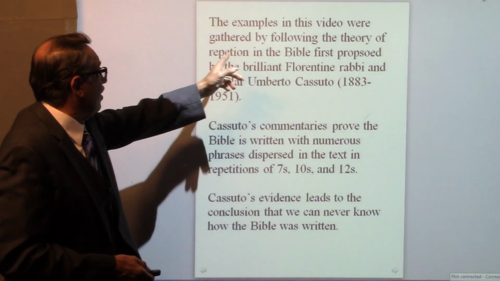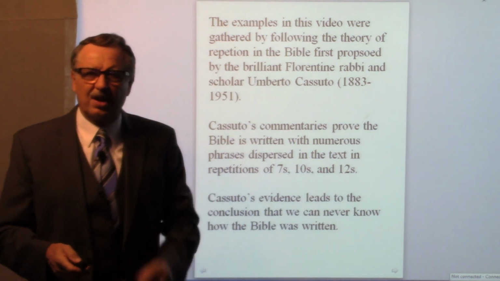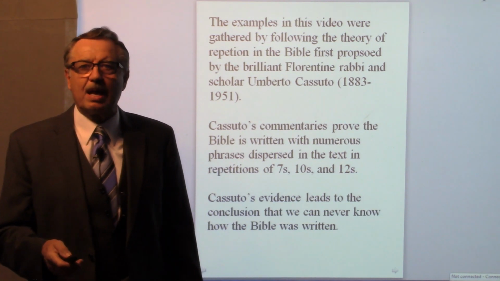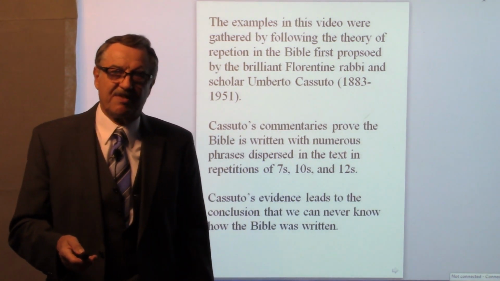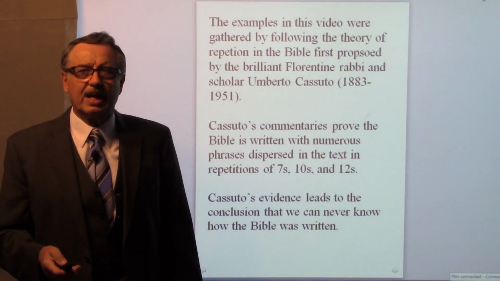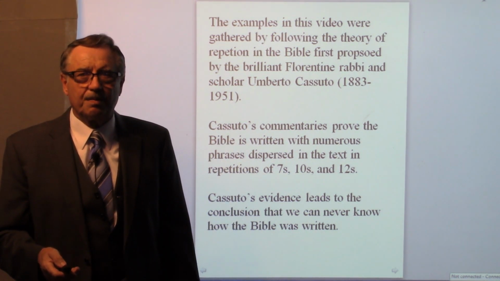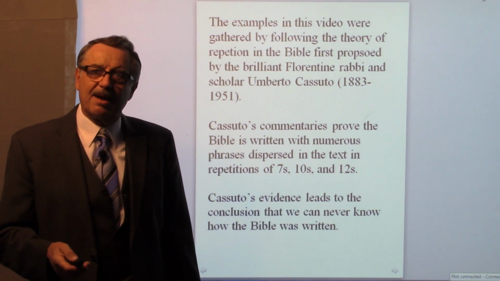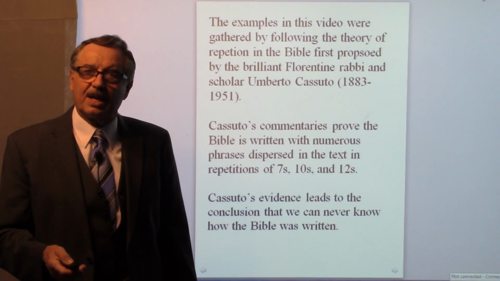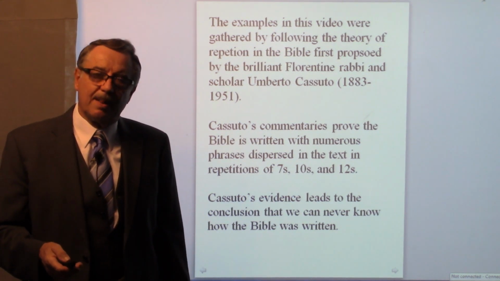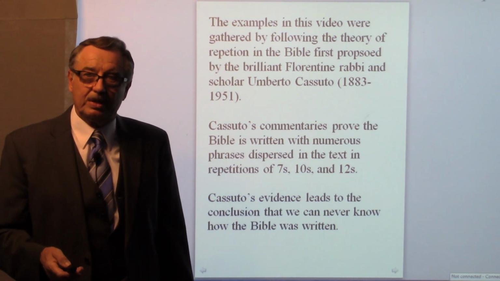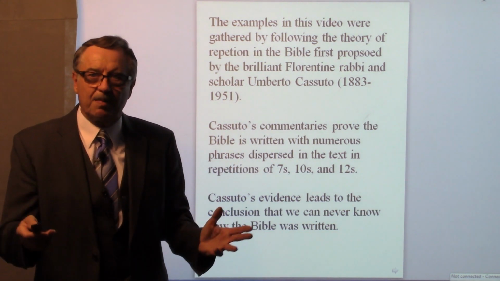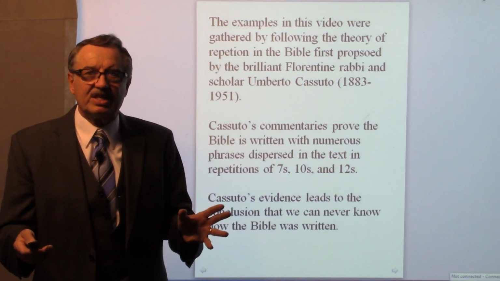The examples in this video were gathered by following the theory of the brilliant Florentine rabbi, who later became the archivist for Semitic scrolls of the Vatican in 1925, and that would be Umberto Cassuto. He began writing his commentaries when he escaped to Israel after the Nazis had taken over, and he was run out by everything connected with World War II, and he escaped with his life, moved to Israel, and then began to write his commentaries. And that's when he writes about repetitions of 7s, 10s, and 12s.